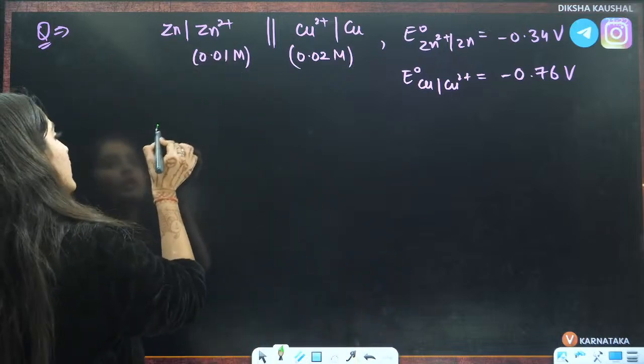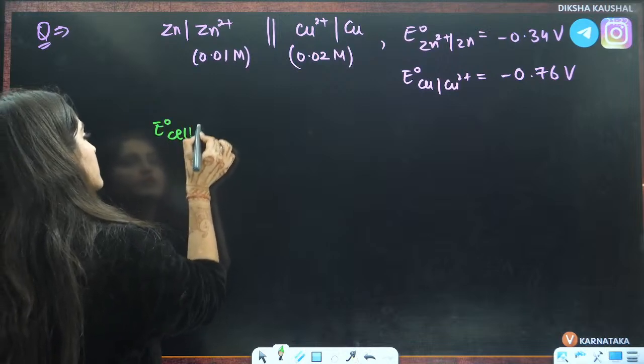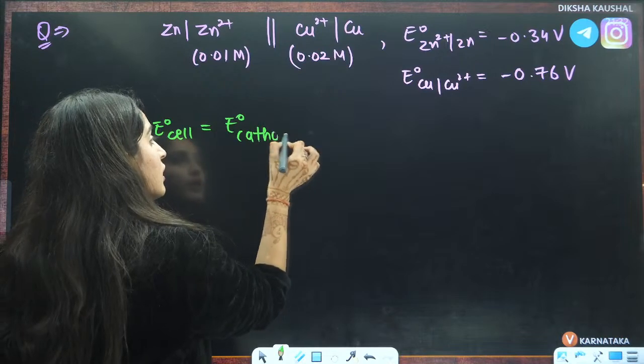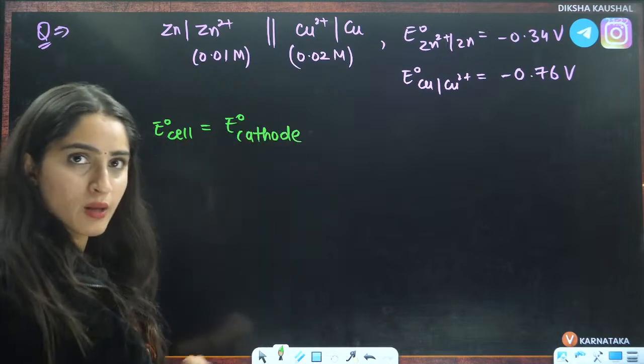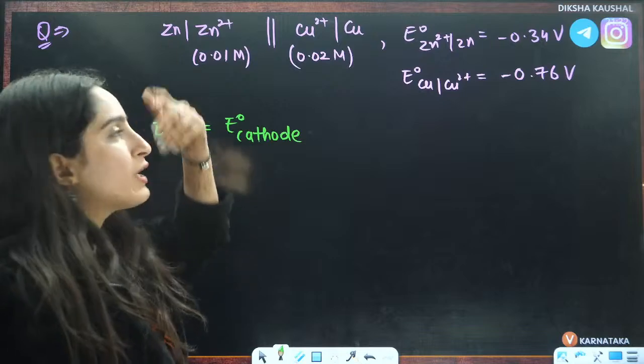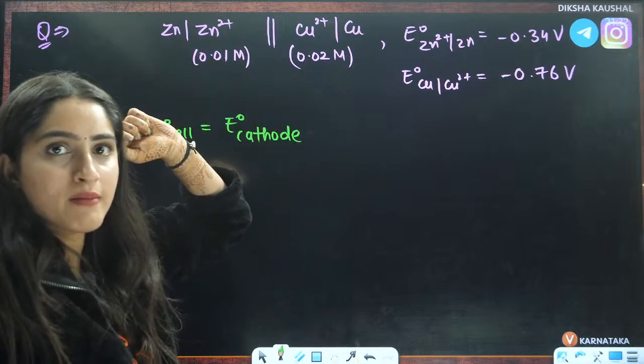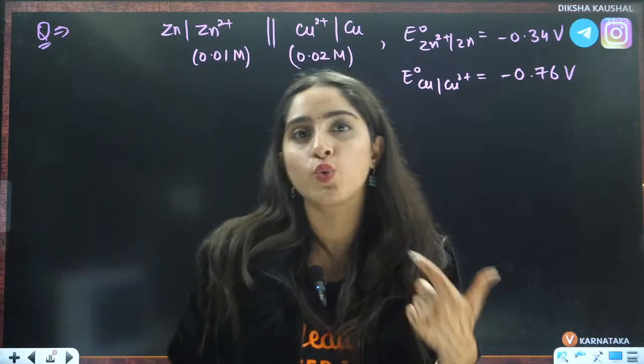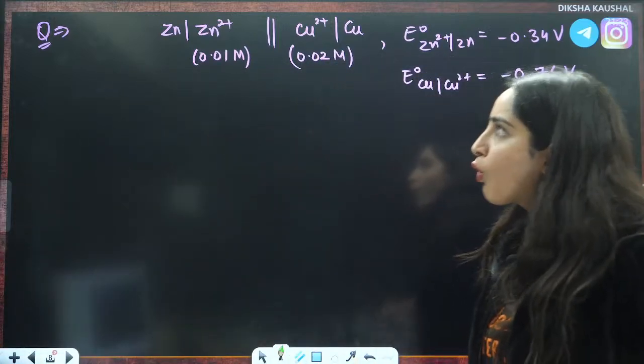So firstly, let us find the value of E naught cell. What is E naught cell? E naught cell is E naught of the cathode reduction potential minus E naught of the anode. But ma'am, we don't know which is cathode and which is anode. So let us do one thing. Firstly, let us see which one is cathode and which one is anode. So I told you one thing.